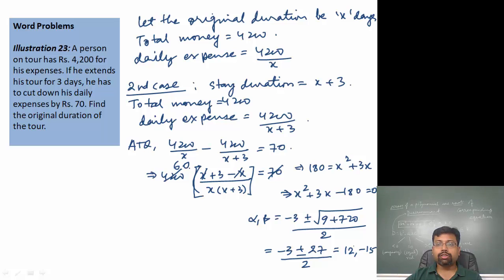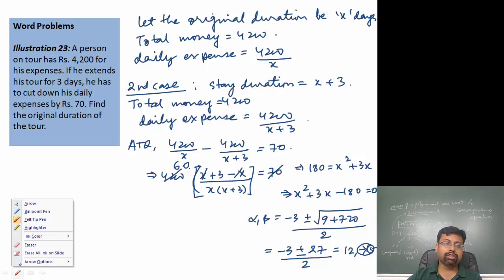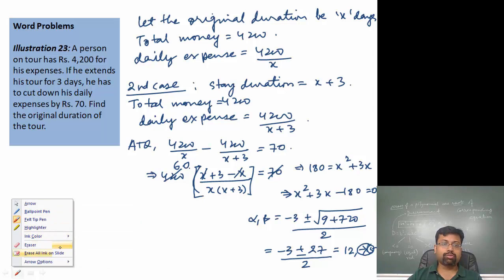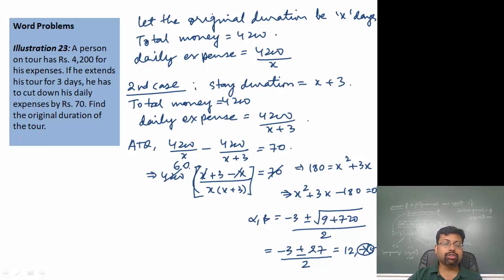Now the duration cannot be negative, so this one gets rejected. And the possible value that you have for the duration of the stay would be 12 days. So this is what you get. So the original duration will be x, that is 12 days. So this is the acceptable answer to us. Okay.